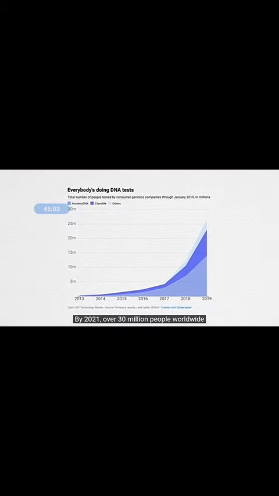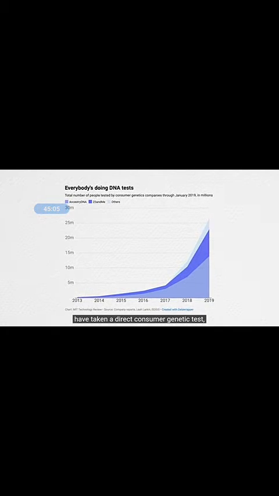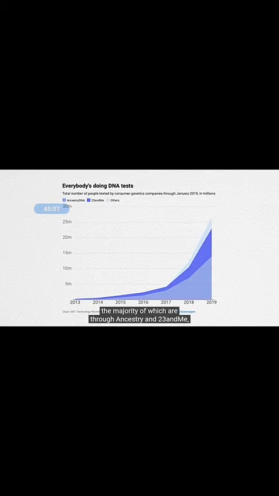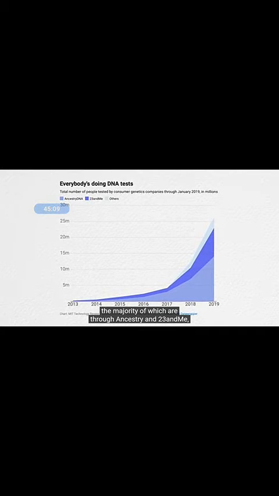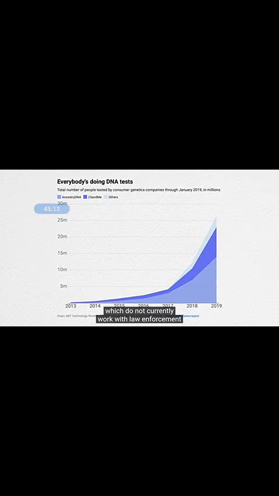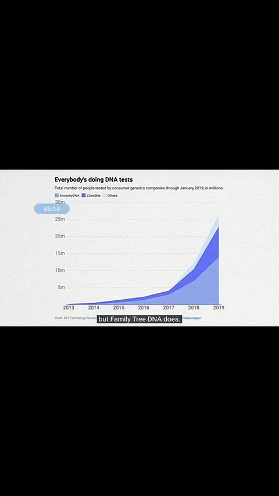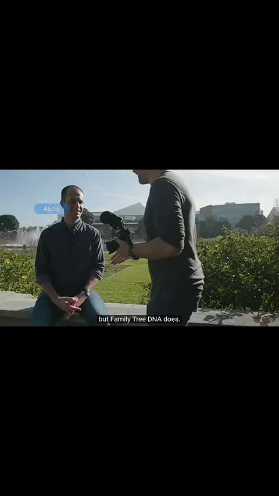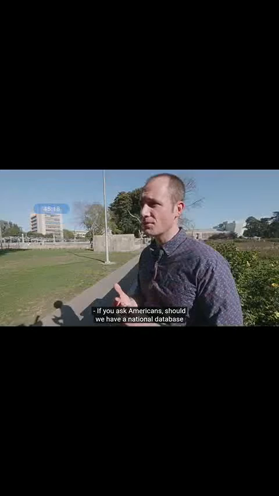Wow. By 2021, over 30 million people worldwide have taken a direct-to-consumer genetic test, the majority of which are through Ancestry and 23andMe, which do not currently work with law enforcement. But Family Tree DNA does. If you ask Americans, should we have a national database where everyone's logged in it, by their DNA and their name, most Americans will be somewhat uncomfortable at, or potentially very uncomfortable with that. But we're kind of sleepwalking into that scenario.